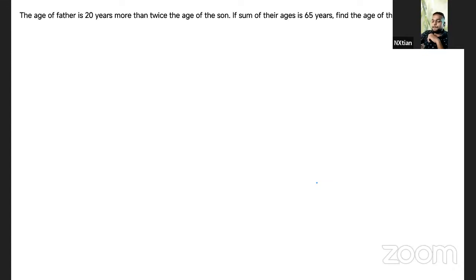Okay. Second question. So I'll write the question. Those who know can do it in your notebook, and I will write the answer also. This is the question. The age of father is 20 years more than twice the age of the son. If the sum of their ages is 65, find the age of son in the past.